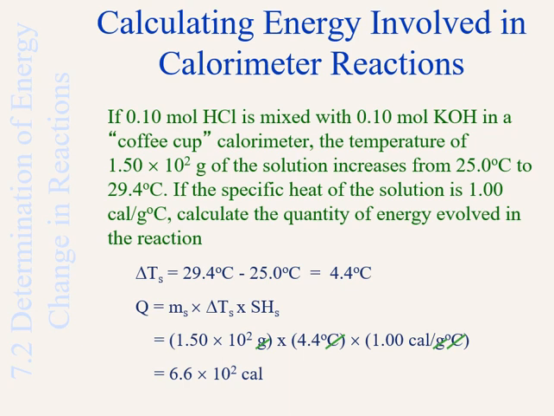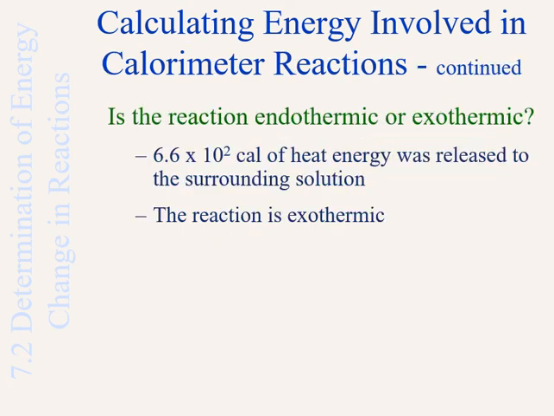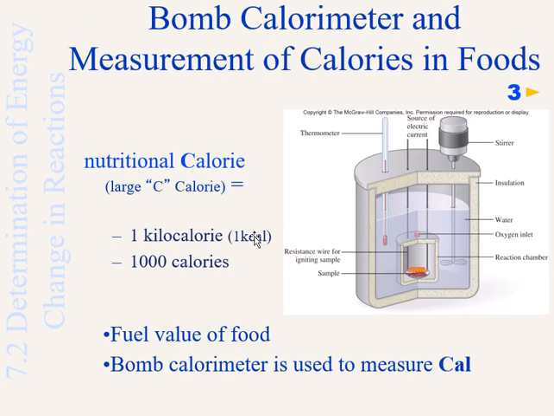If the temperature had gone down, we know that when we are mixing them, it's an endothermic reaction and heat is being absorbed from the surroundings. And this reaction, because the heat was released, was exothermic. There is another kind of calorimeter for more solid samples.